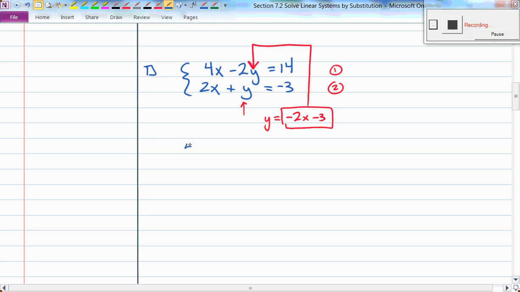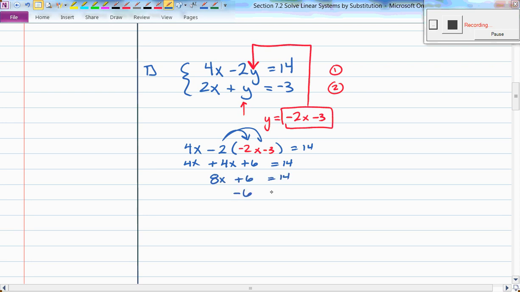So I'd end up with this. 4x minus 2 times negative 2x minus 3 has to equal 14. We're going to use the distributive property here, and we're going to get 4x plus 4x plus 6 has to equal 14. 4x and 4x is 8x, so 8x plus 6 has to be 14.